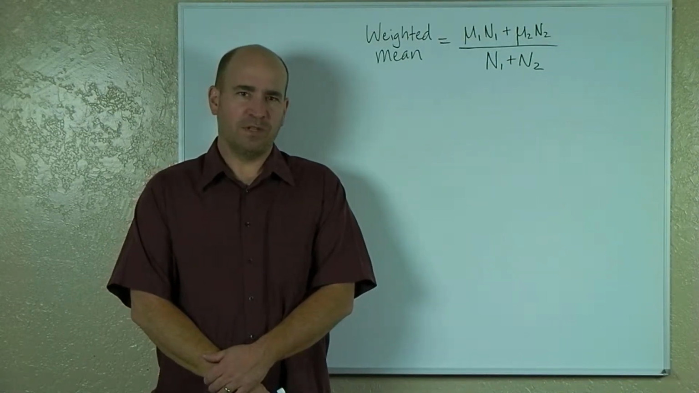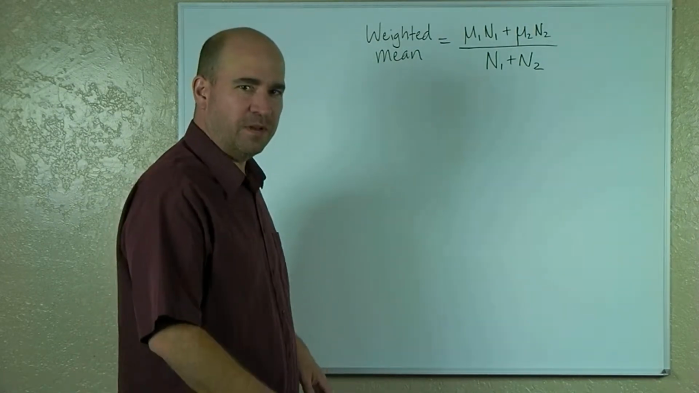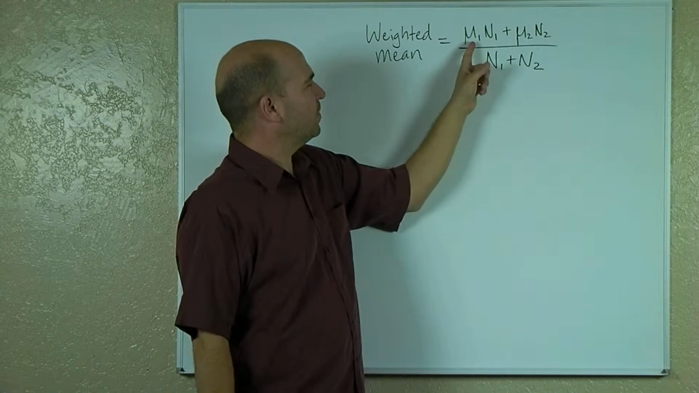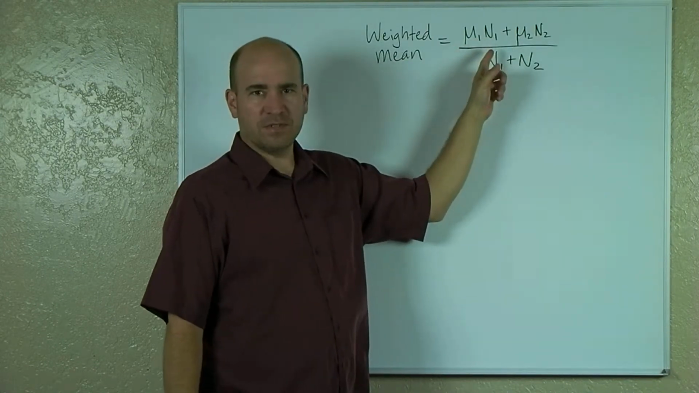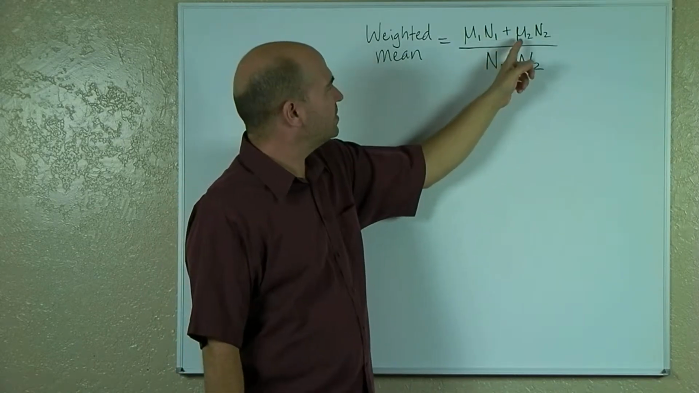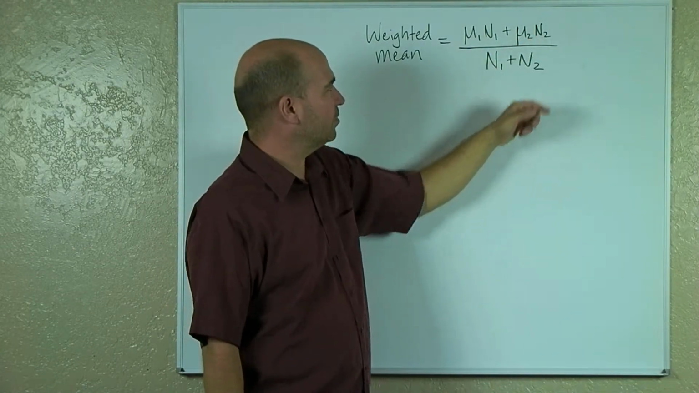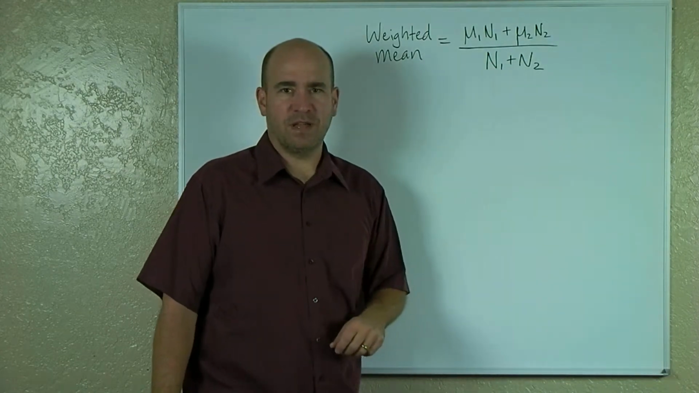In this example, we're going to take a look at what's known as the weighted mean. Now the weighted mean here, I have the formula up above on the board. It's equal to the mean of one group times the sample size of that group plus the mean of the second group times the sample size of that group over the sum of the two sample sizes.